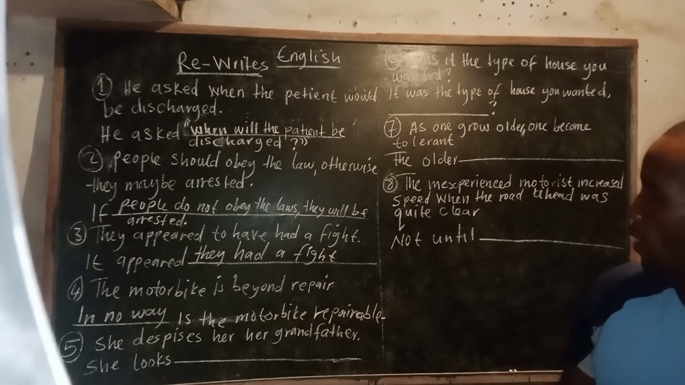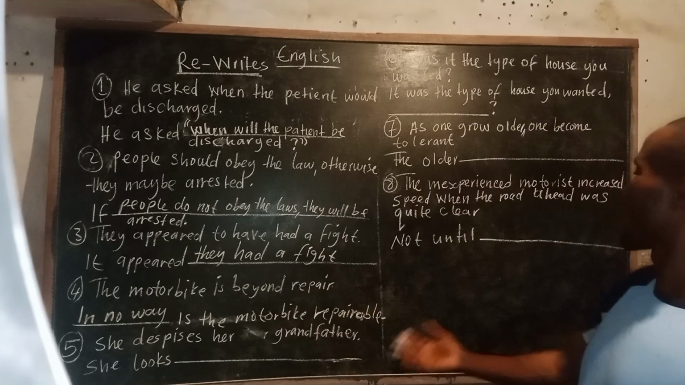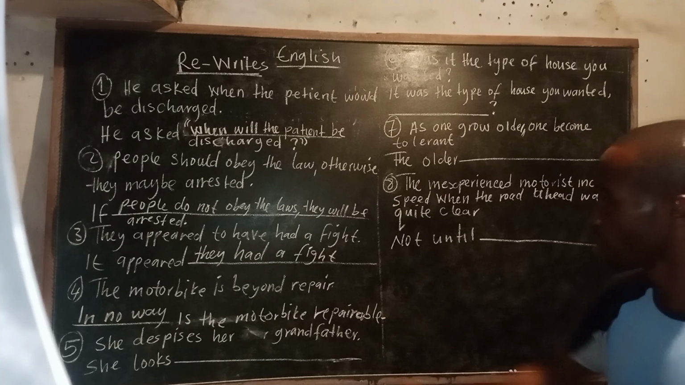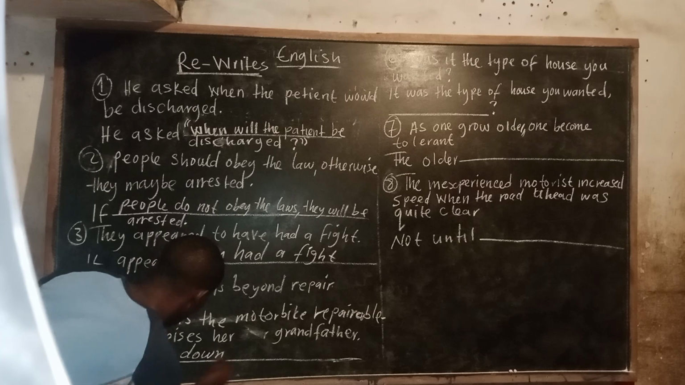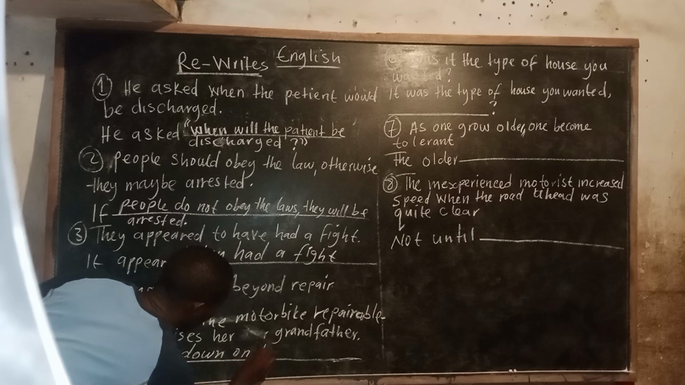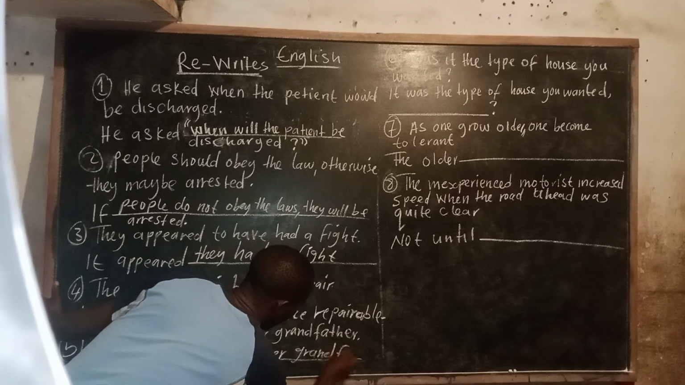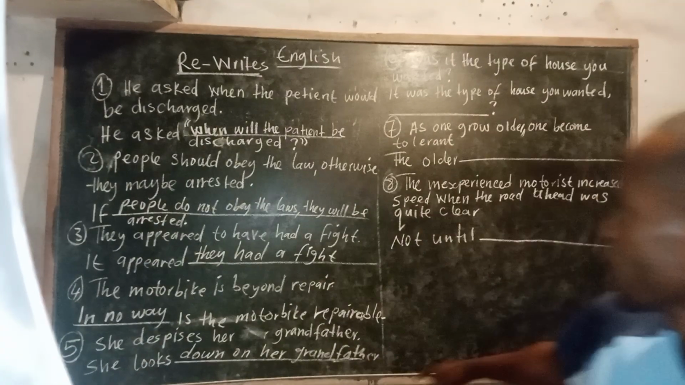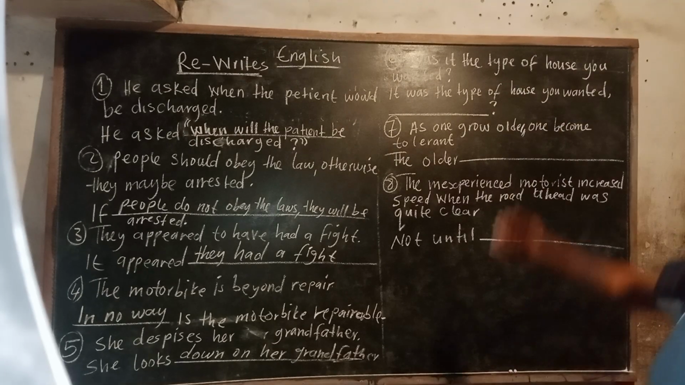Then we go to question 5. She despises her grandfather. How can you rewrite? They have started for you. She looks. So she looks down. That's what it means. In other words, she looks down on her grandfather. Okay, so she looks down on her grandfather. So this one and this one, same meaning.